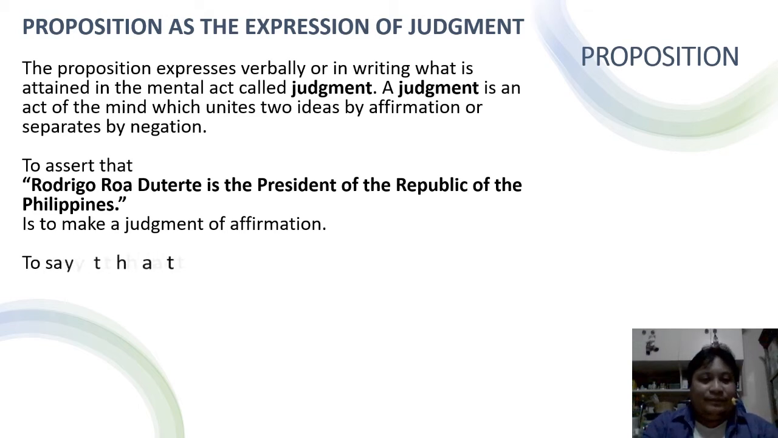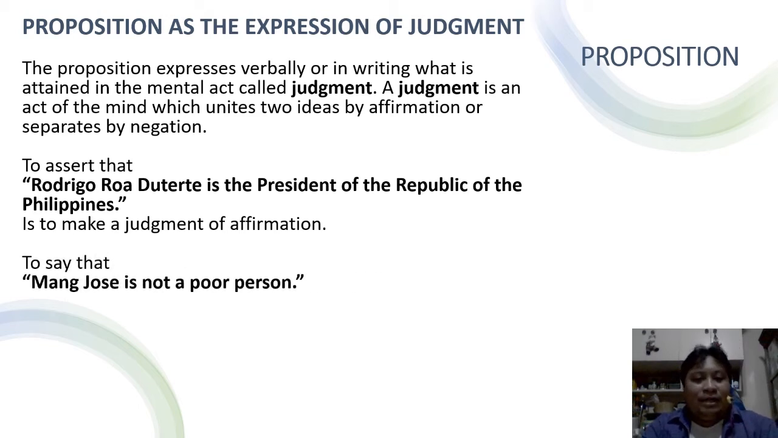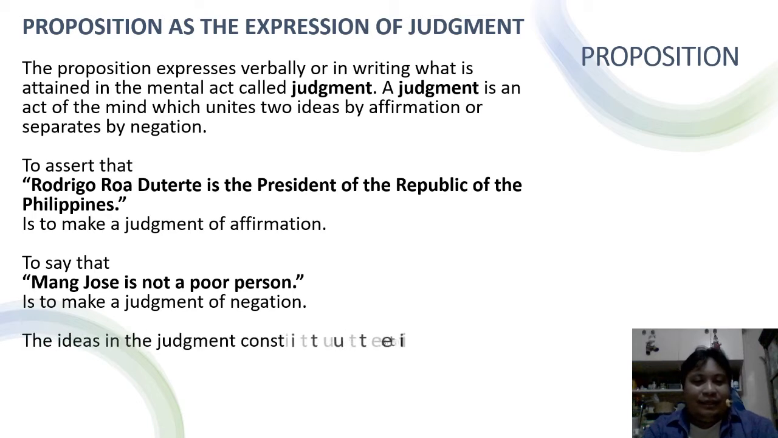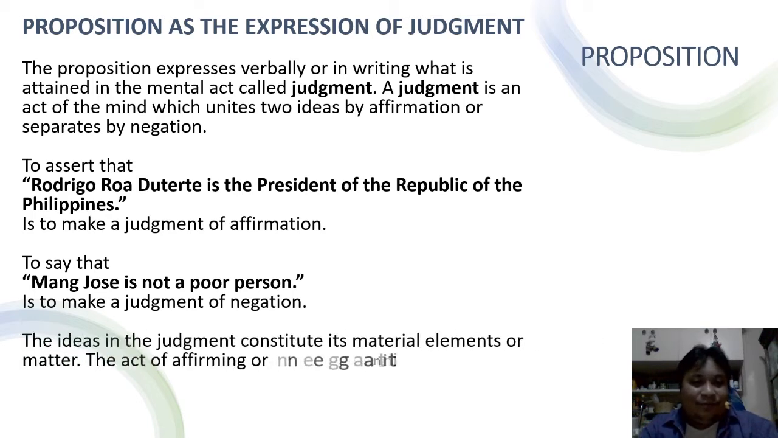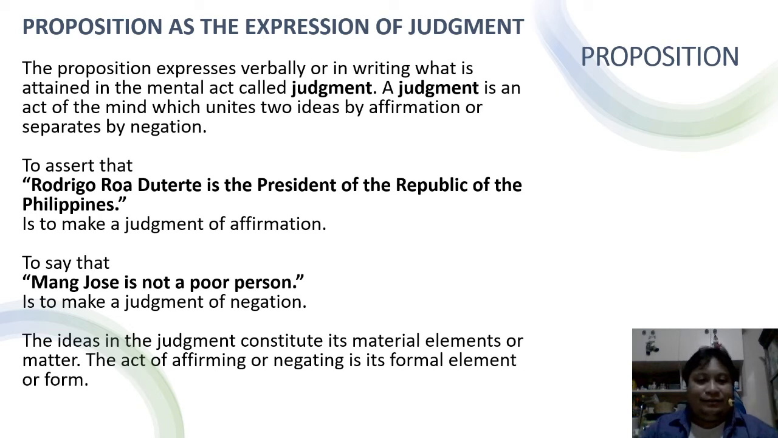Okay. Next, to say that Mang Jose is not a poor person really means that the judgment is negative. Why? Because the subject and the predicate terms deny each other altogether. Therefore, it is negative. Here, the ideas in the judgment constitute its material elements or matter. The act of affirming or negating is its formal element, or form.